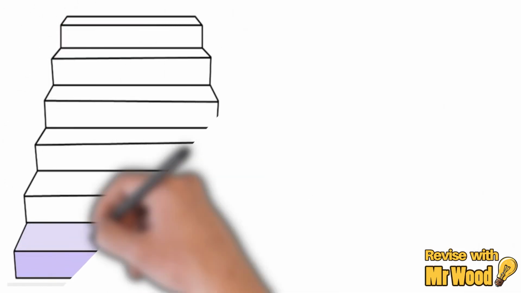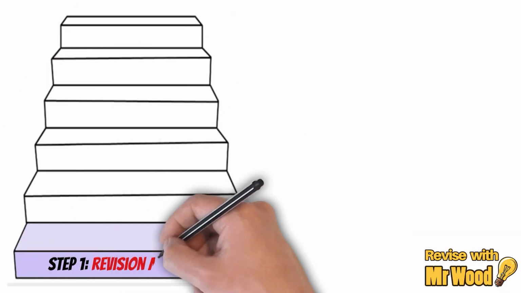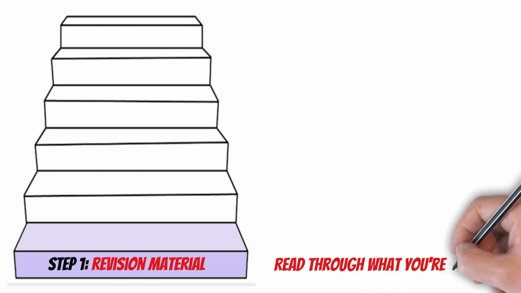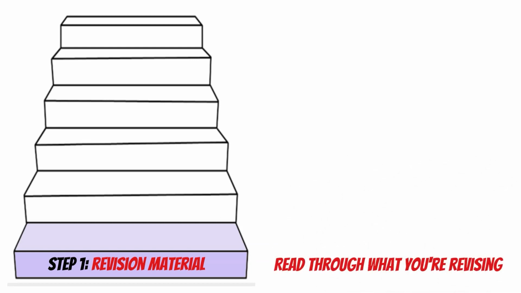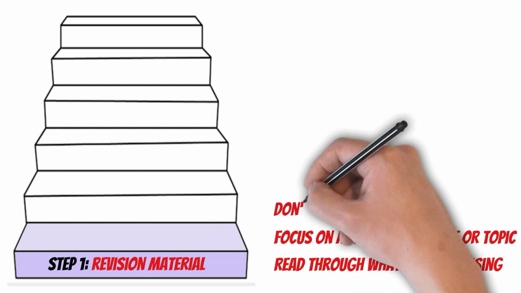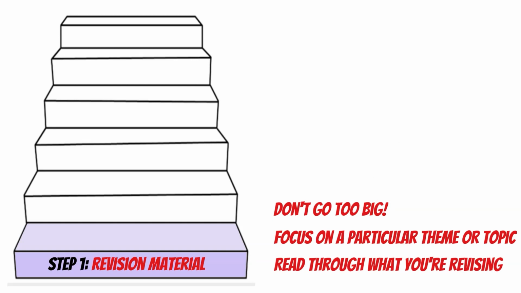Here are 6 steps to creating effective mind maps. Step 1. Read through your revision material. You need to know what you're going to revise. There's too much info on most knowledge organisers for a single mind map, so you might need to section off a bit or do a particular topic. Don't go too big.